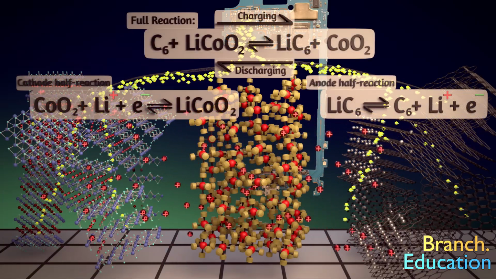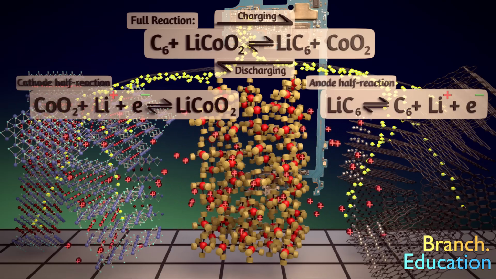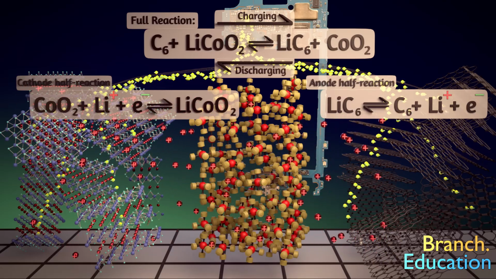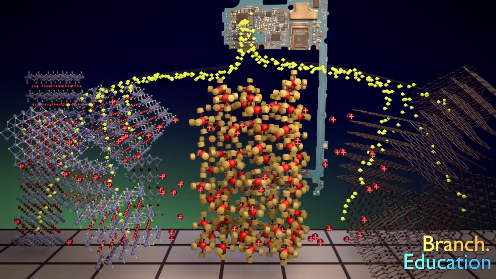Thus, at the end of the day, almost all of the lithium has left the graphite layers and joined the cobalt to become lithium cobalt oxide, and your battery is now running on empty.